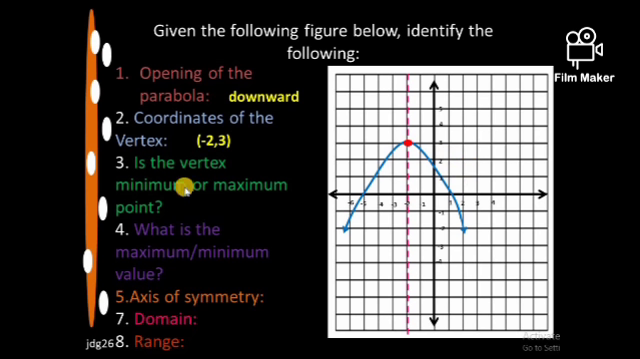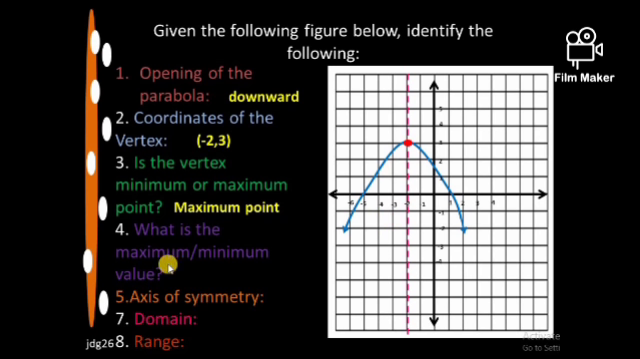Number 3, is the vertex a minimum or maximum point? So, kung papansinin natin dito sa graph, itong point na ito, ano ba siya? Pinakamataas or pinakamababang point ng graph? Tama. Mula sa baba, umakyat siya pataas. After maabot ang point na ito, baba na siya ulit. So, ibig sabihin, this is the maximum point.